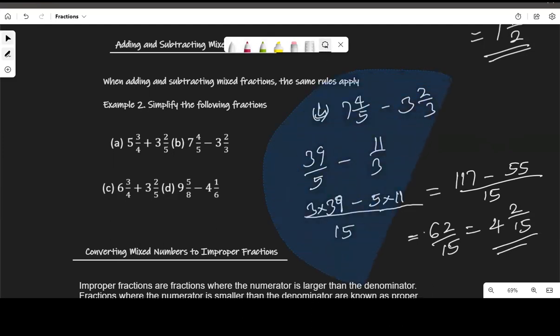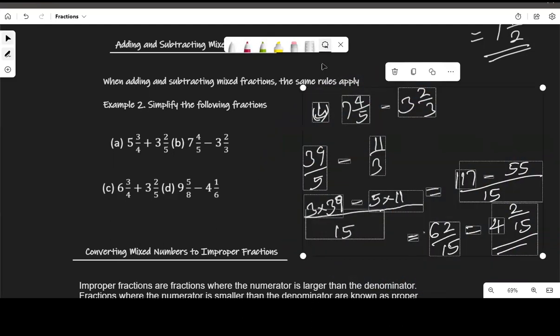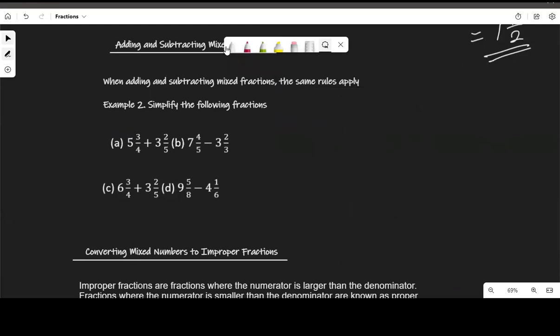Let's move on to question C. For question C, we have 6 whole number, 3 over 4 plus 3 whole number, 2 over 5.